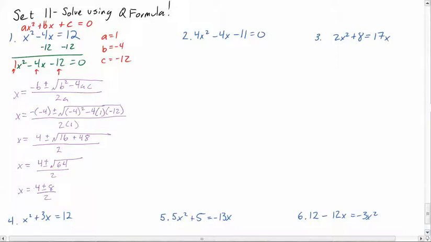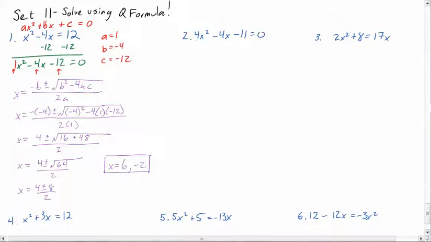So we'll do one where it's 4 plus 8 over 2. So 4 plus 8 is 12, divided by 2 is 6. And then 4 minus 8, which is negative 4, divided by 2 is negative 2. So those are your two answers for x. Let's move on to the next one.